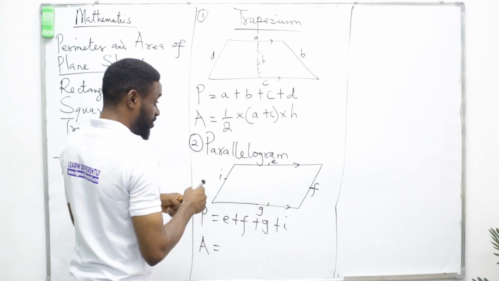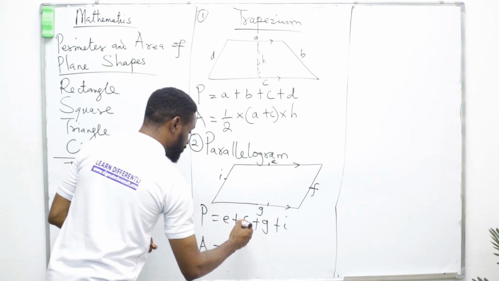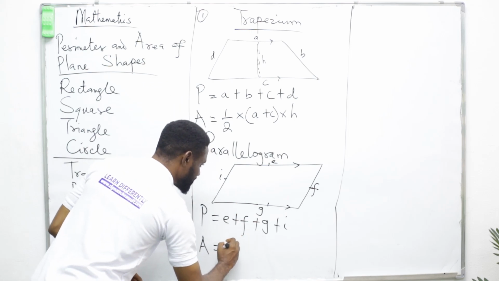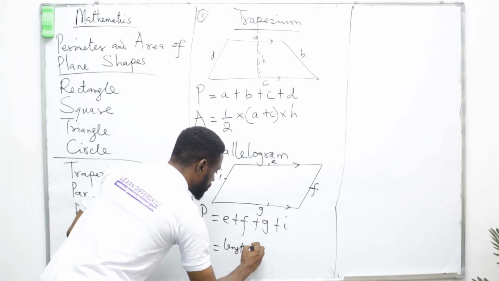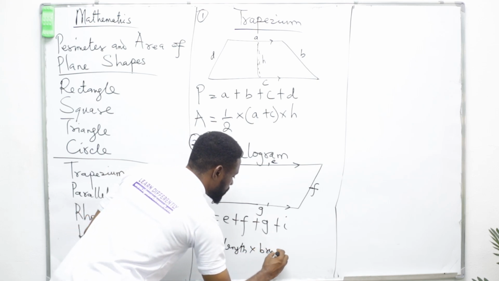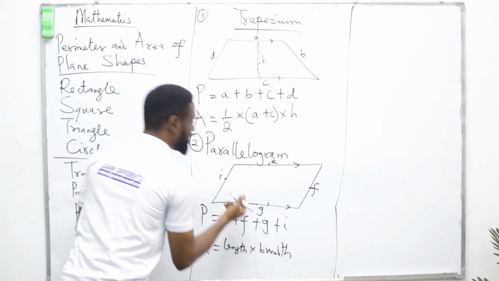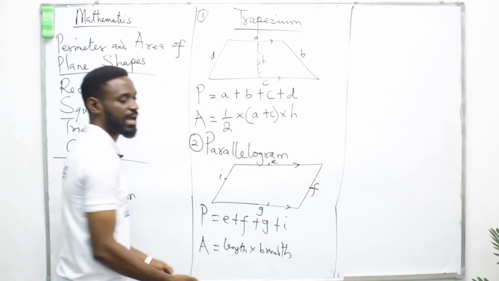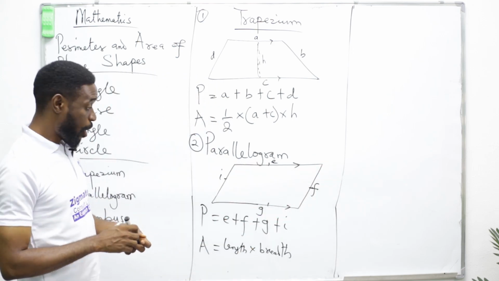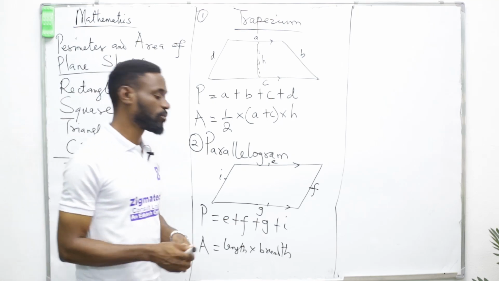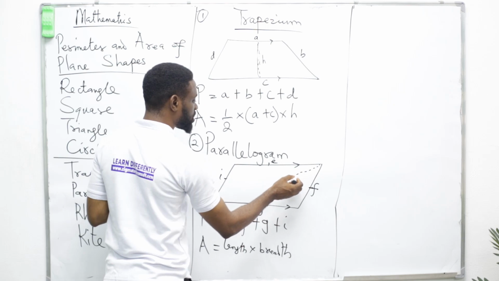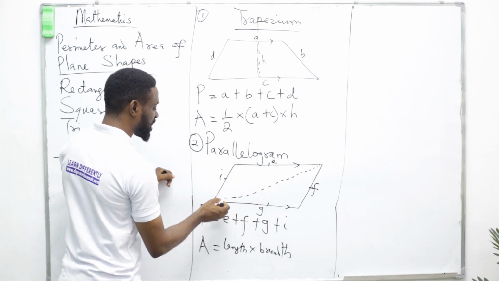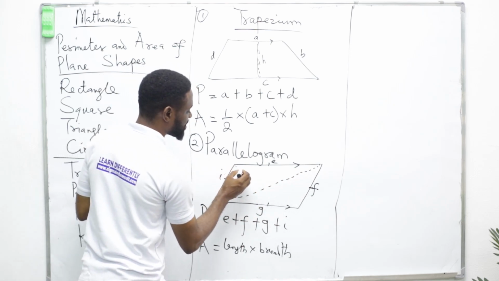So it can be the length times the breadth, with the length being this and the breadth being here. Do you understand me now? Or sometimes they may give you a situation where the diagonal is what is given. They may give you the diagonal here and the diagonal here.